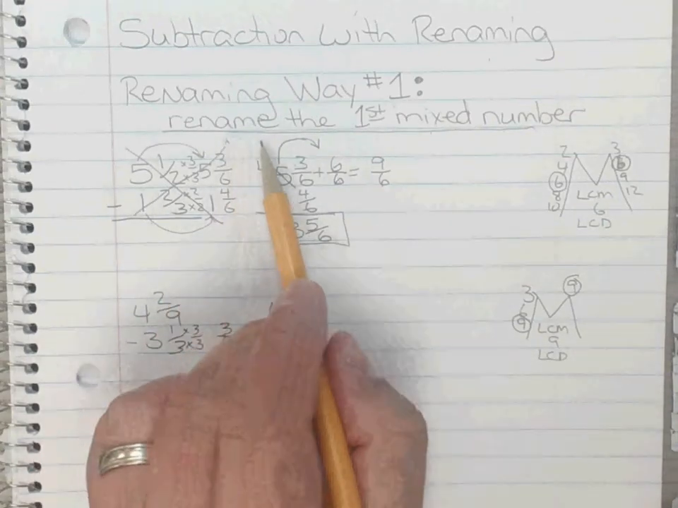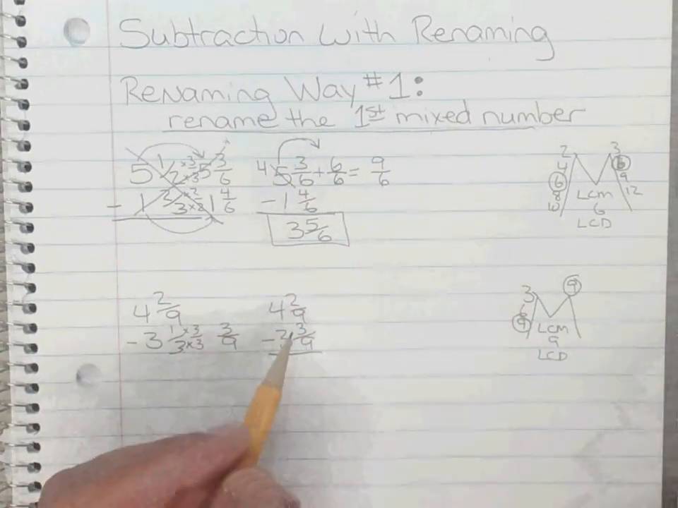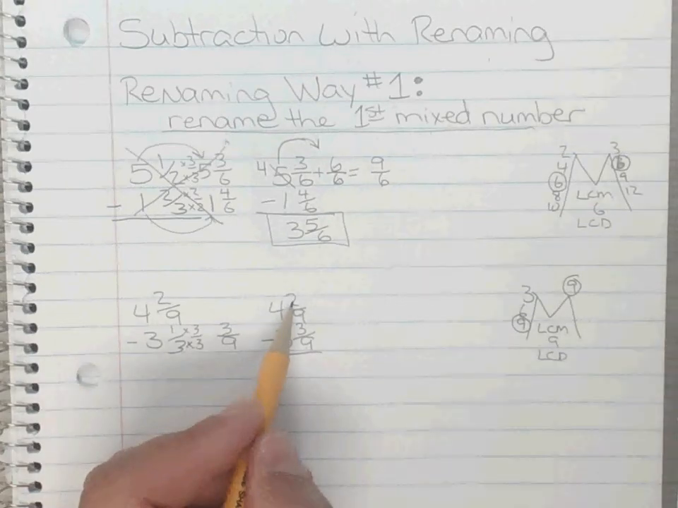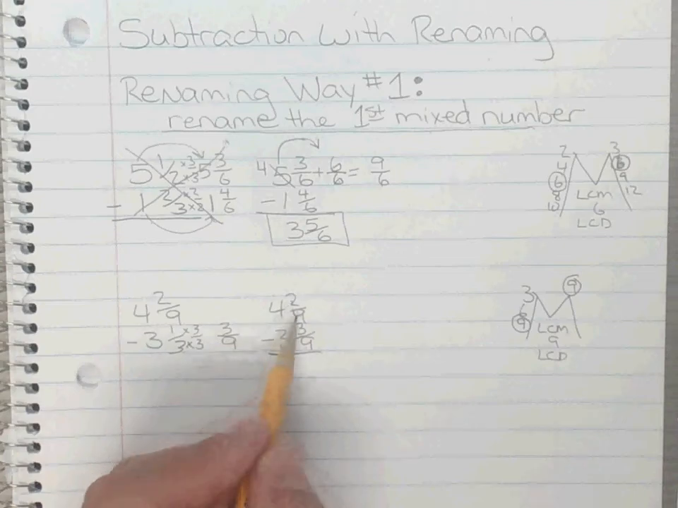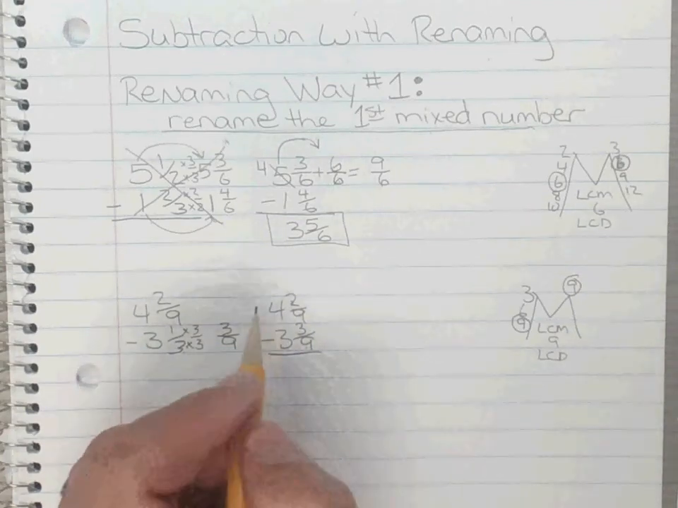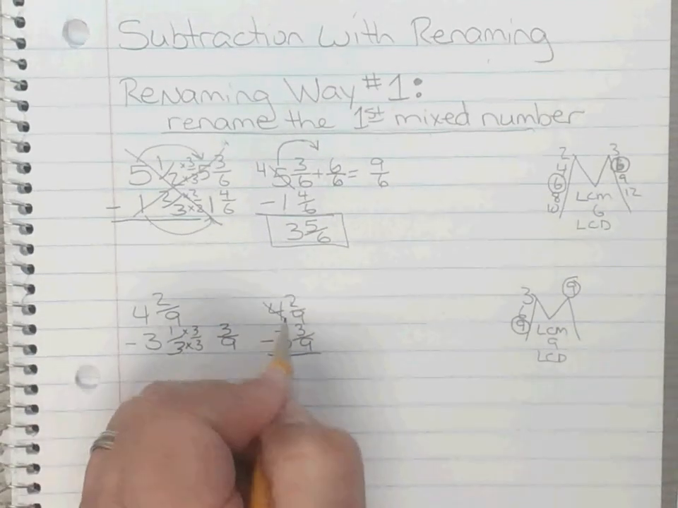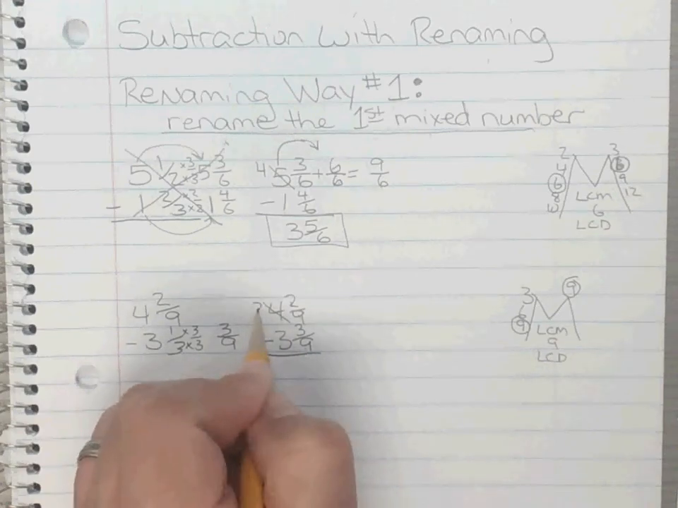Now let's rename the first mixed number. And why? Because I cannot subtract 3/9 from 2/9. 2/9 is too small to subtract. So I need to regroup. So I'm going to come over here to my 4, and I'm going to take a whole away. So that's going to leave me with 3.